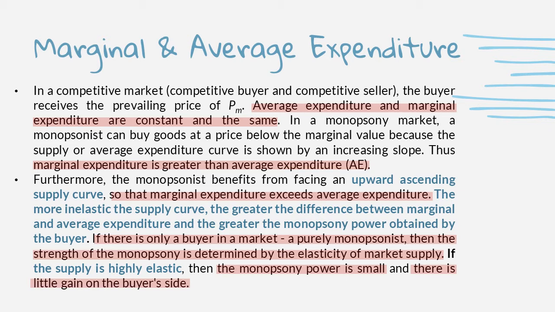Furthermore, the monopsonist benefits from facing an upward sloping supply curve, so that marginal expenditure exceeds average expenditure. The more inelastic the supply curve, the greater the difference between marginal and average expenditure, and the greater the monopsony power obtained by the buyer. If there is only one buyer in a market, a pure monopsonist, then the strength of the monopsony is determined by the elasticity of market supply. If the supply is highly elastic, then the monopsony power is small and there is little gain on the buyer side.